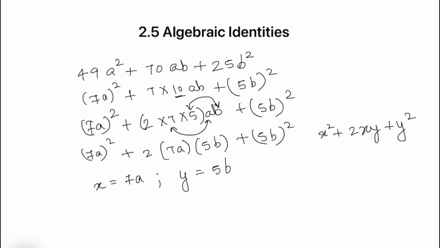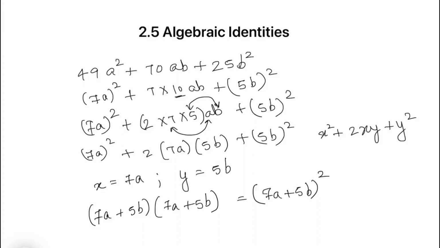So the factors would be (7a + 5b) multiplied by (7a + 5b), or just (7a + 5b) to the power of 2. Let's try and factorize one more problem.